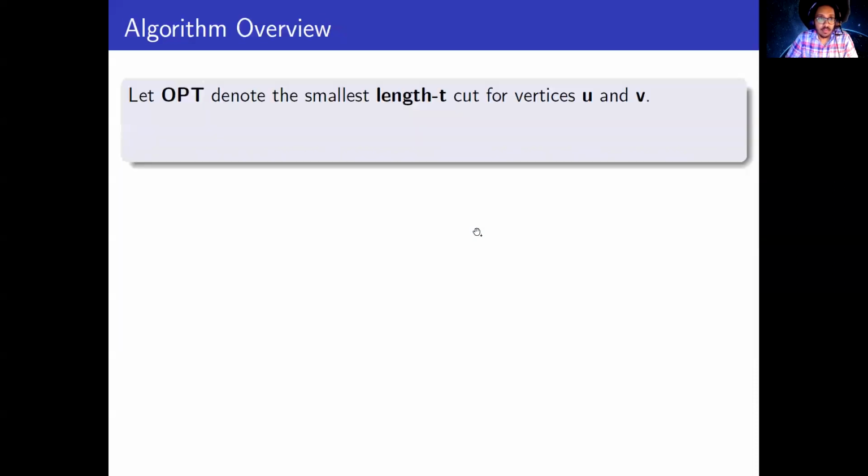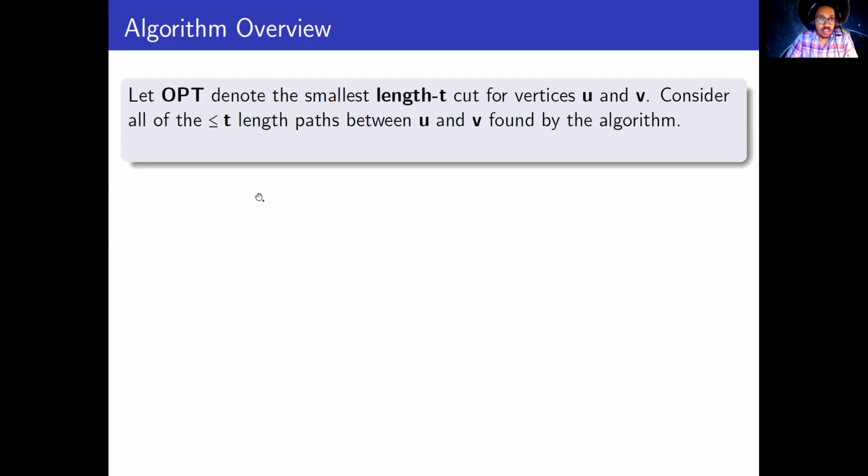Before I prove correctness of this algorithm, let me go over some ideas that will make the proofs easier to understand. Consider the optimal or any optimal length t cut for a pair of vertices u and v. We know that every UV path with length less than or equal to t will contain at least one element of opt, and each element of opt will be in at least one of these paths. Now, we consider all of the paths of length less than or equal to t that our algorithm finds between u and v. Since we remove all nodes along each of these paths upon finding them, we know that each of these paths will be node disjoint, with the exception of u and v.